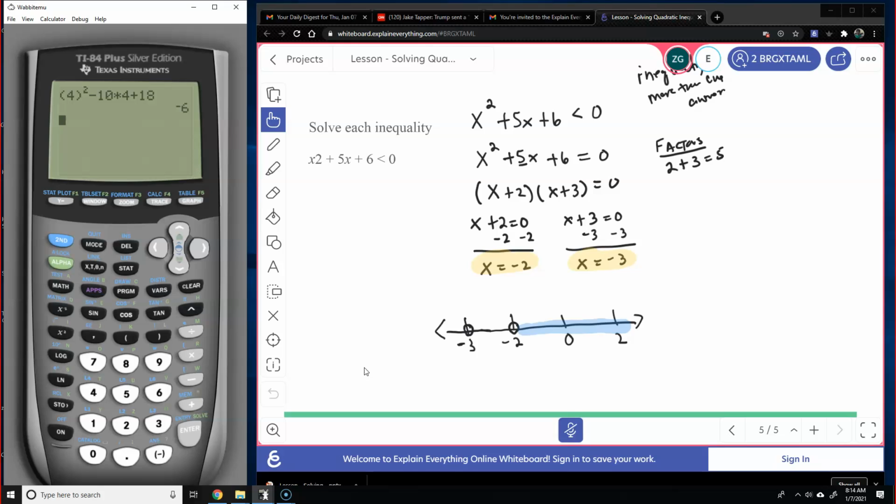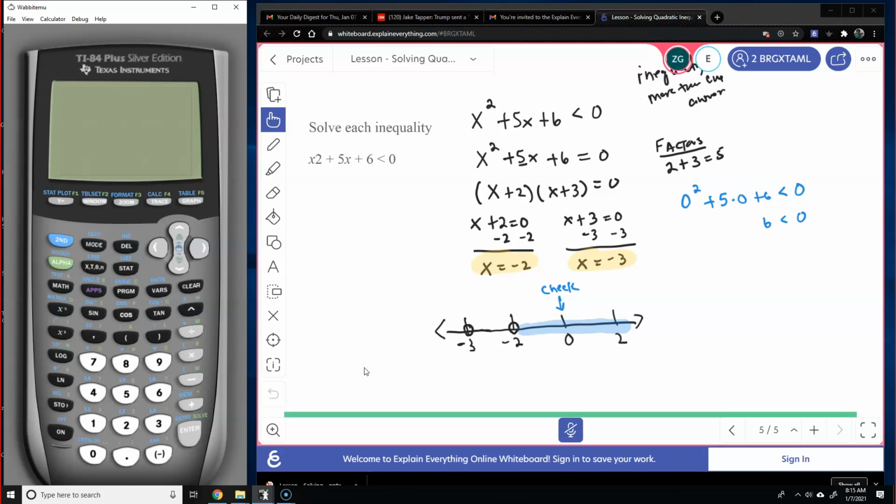Let's check. So what do we have? 0 squared, because I'm going to check 0. So I'm going to substitute into the inequality. 0 squared plus 5 times 0 plus 6. And you need to ask yourself, is that less than 0? So you're left with 6 is less than 0. So this is not an answer. Everything to the right of -2 will not be an answer, since 0 is not an answer, then none of these are an answer.